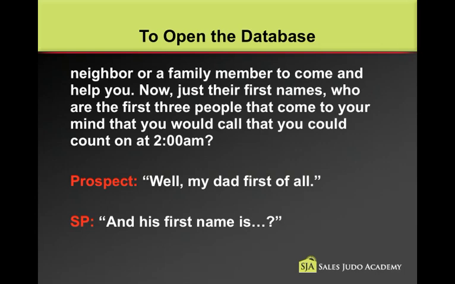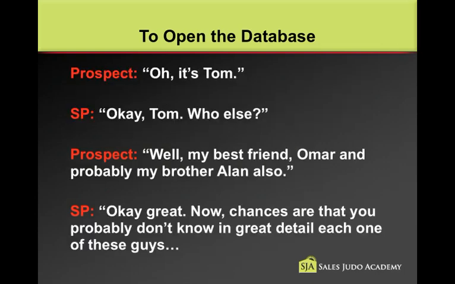Prospect says, well, I'd call my dad. Say, great. And his first name is, remember, because you told them, it's just their first names. It's Tom. Okay, Tom. Who else? I'd call my best friend Omar, and probably my brother. My brother also. Great. What's his name? Alan. Remember, sometimes you have to lead the prospect through the script. They don't know. They'll say my brother, my sister, my father, my neighbor. You're going to have to say, and their first name is.